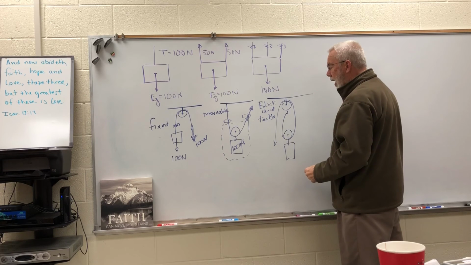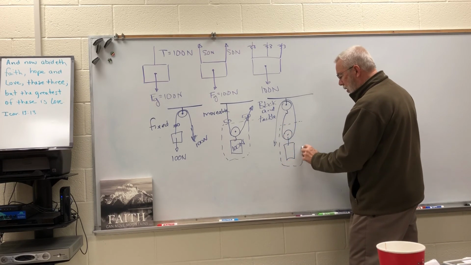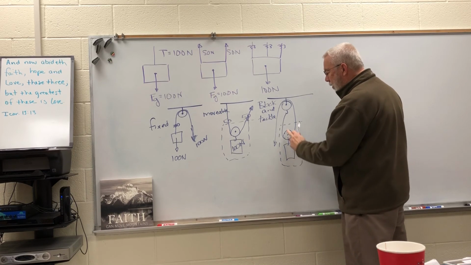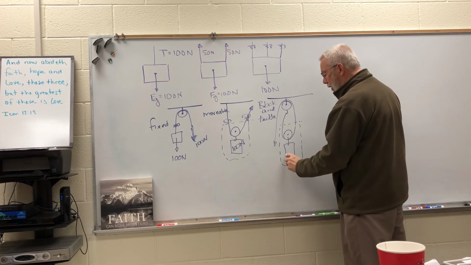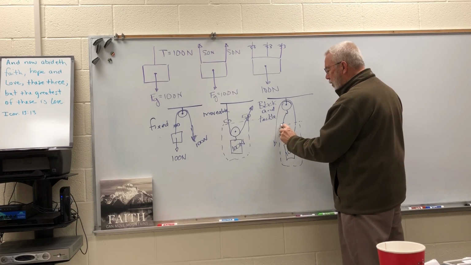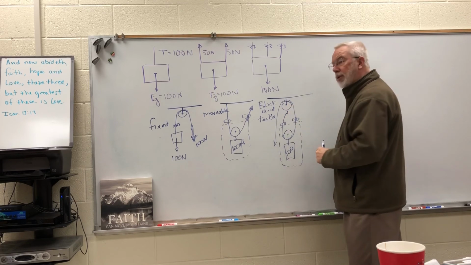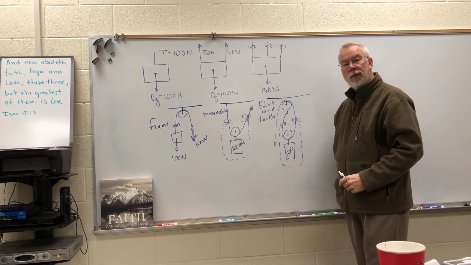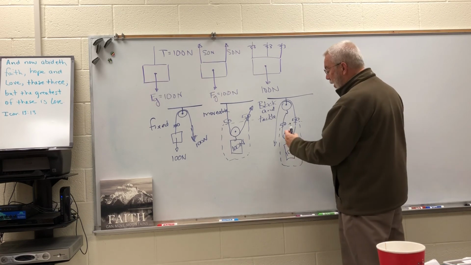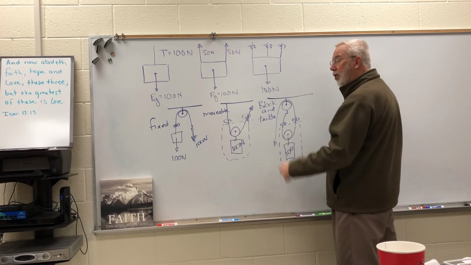In this block and tackle, again, you can see that the weight is being supported by two ropes. So if this is 100 newtons, this one holds 50, and this one holds 50, and then the purpose of the fixed pulley at the top is to change the direction of the force. And so in this situation, a simple block and tackle is a 2-to-1 ratio.